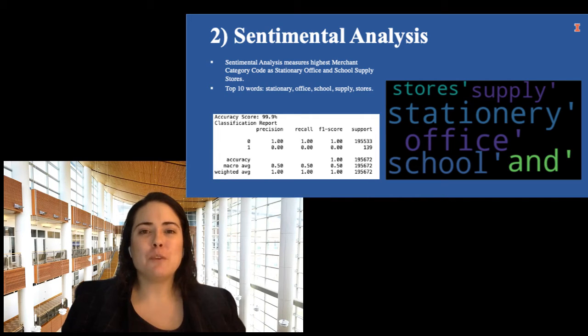The top most repeated words are stationery, office, school, supply, and stores. We concluded that these words and this merchant category code are not part of the prohibited purchases and are accurate with the profession the cardholders are in. However, further detailed analysis of this merchant category code will help us understand the patterns and analyze fraud in greater detail. Lastly, our model received a mean accuracy score of 99.9%.